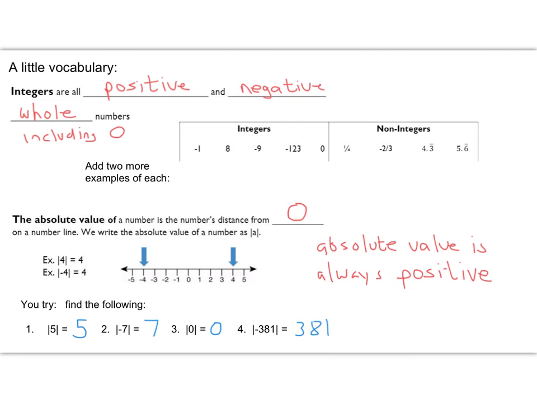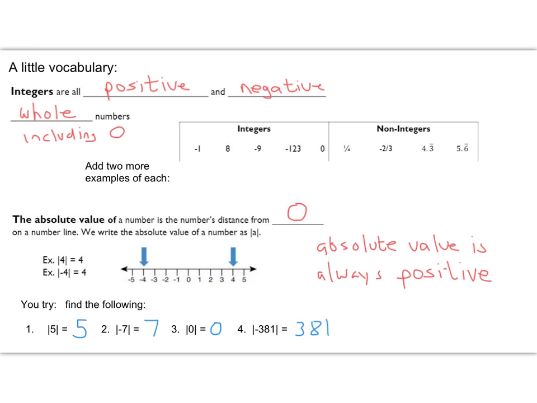All right, check these answers out, and as you can see, all of the answers are positive. So it doesn't change a positive to a negative. If it's positive, it stays positive. If it's negative, it becomes positive. Absolute value is always positive.